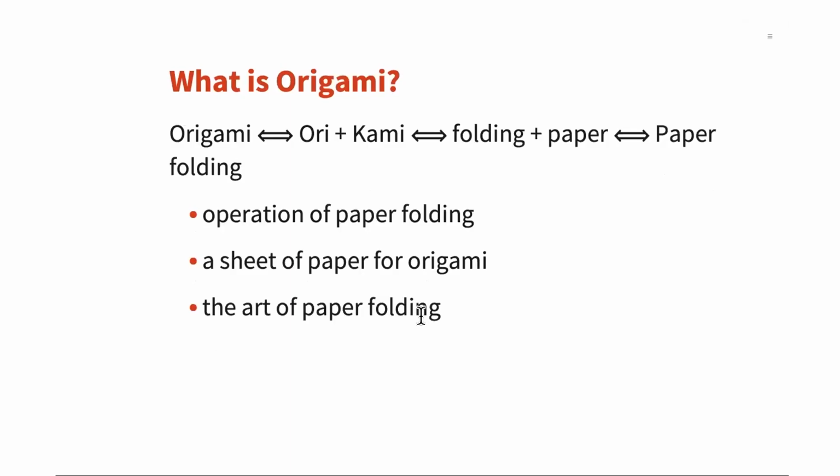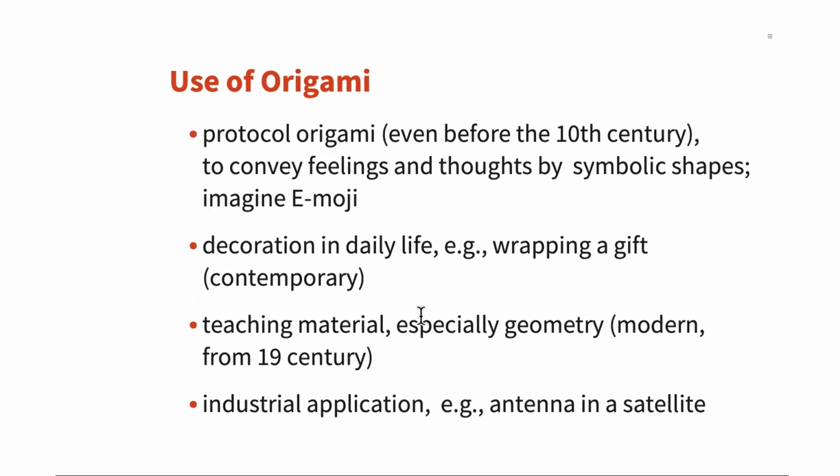So let me start with what origami is. Origami is an international word, meaning folding a sheet of paper, or the art of paper folding. The use of origami is recorded before the 10th century already in Japan, where people in the court, aristocrats, used origami to symbolize their feelings and thoughts without explicitly saying what they want to say.